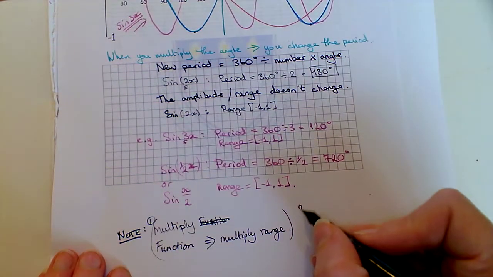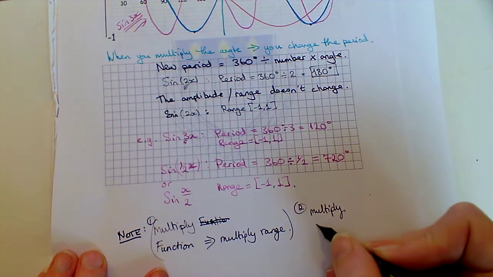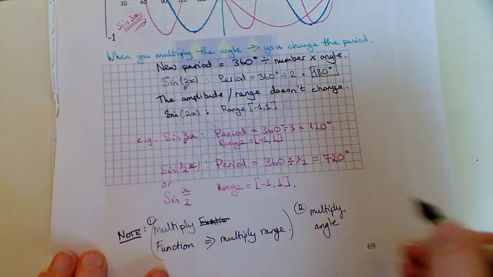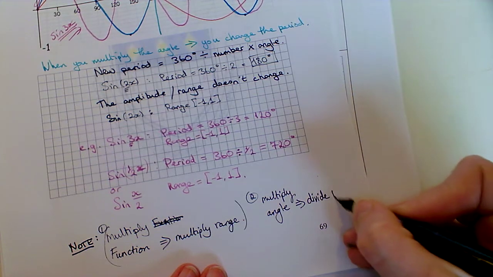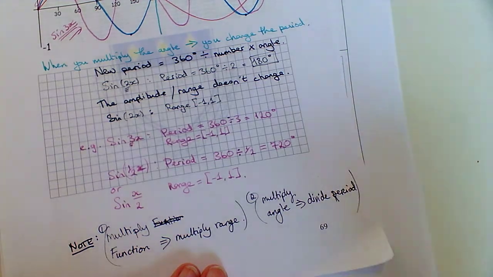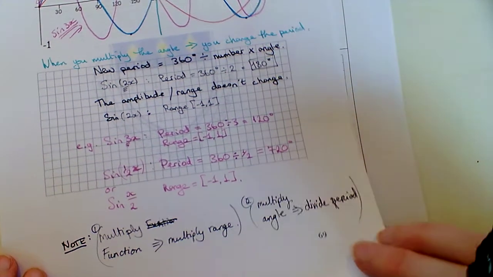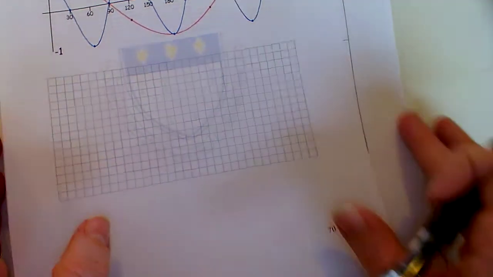The second thing we do is that we might multiply the angle, the x value or the theta value, and that means we divide the period. So that's the second thing that we do. So those are the two things that we do. Let's take a look at it with cosine as well. Exactly the same kind of thing again.